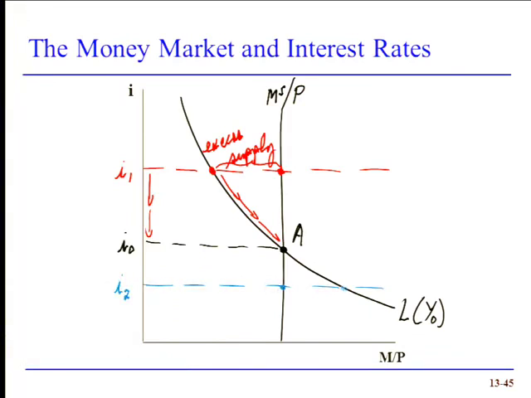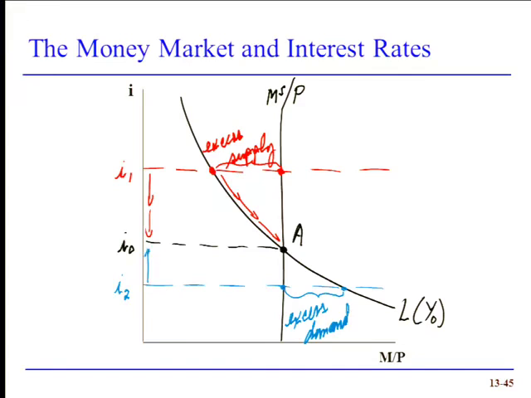If the interest rate is at I2, below our equilibrium, we now have excess demand for money. So when there's excess demand, it means in our portfolio allocation we have too many bonds, not enough money. So what do we do? We sell some of our bonds. When we sell our bonds, we drive down their price. When we drive down the price, the interest rate goes up. And the interest rate will rise, again, until we get to I0.